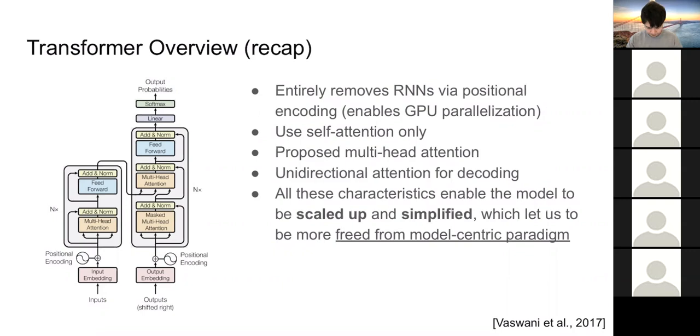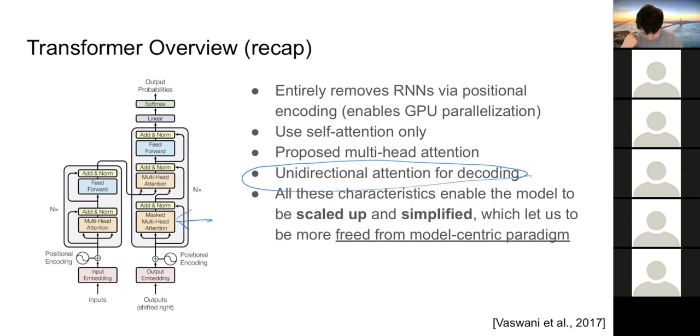And decoder side attention was a bit different from the encoder side in that it has two layers of attention, and the first layer has masked multi-head attention, this one. That's basically because you're decoding one token at a time. Because of this, the attention should not look forward when you're training. And that's why we're making it unidirectional attention for decoding.